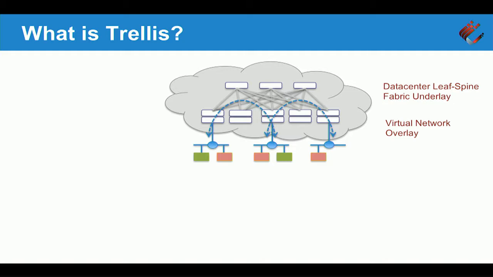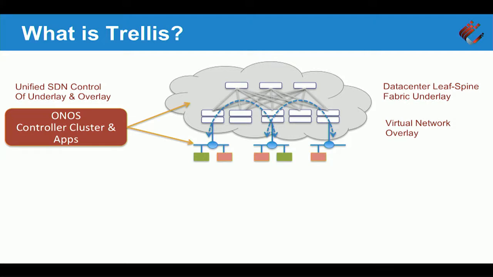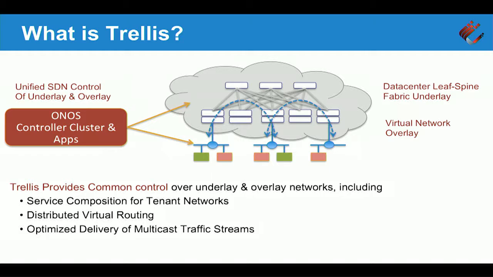And then both of these two networks, the underlay and the overlay, are controlled by a collection of applications running on top of ONOS. So we have SDN-based control on both overlay virtual networks using software switches and underlay fabric using hardware switches. And this common SDN-based control does give us certain advantages for doing a number of things like service compositions for tenants, distributed virtual routing, optimized delivery of multicast traffic streams, and so on.